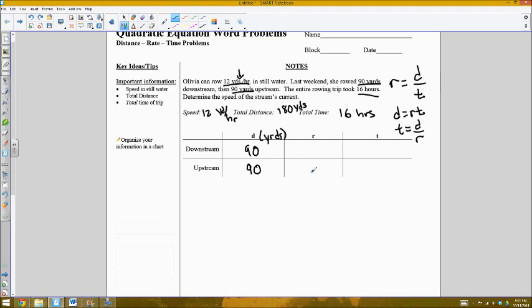So to sum up, when we're rowing downstream, I'm going the rate that I can paddle in still water, which is 12 yards per hour. And when I'm going downstream, the current is helping me. So I'm going to have to add on the rate of the current. So let's let x equal the current rate.